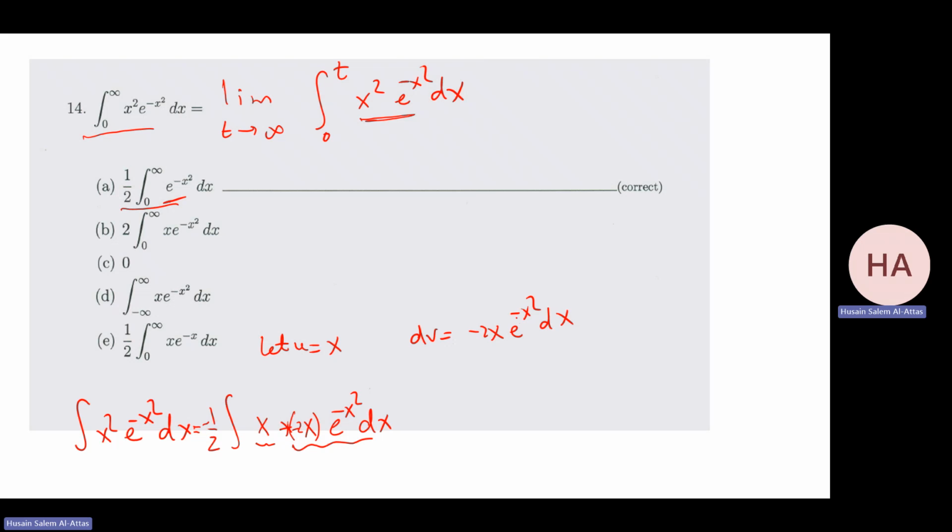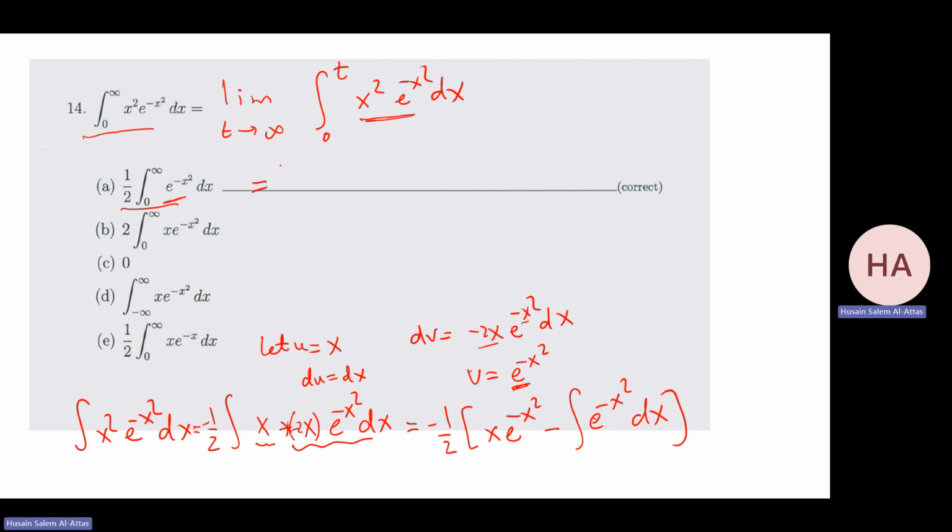Where I have e to the power v dv. So my v is what? E to the minus x squared. Differentiate this, you will get this. And my du is dx. So now I can change this integral into something with e to the minus x squared. So this is the trick. This will be minus half, x e minus x squared, minus integral of e minus x squared dx.